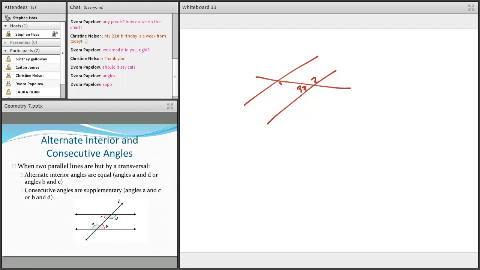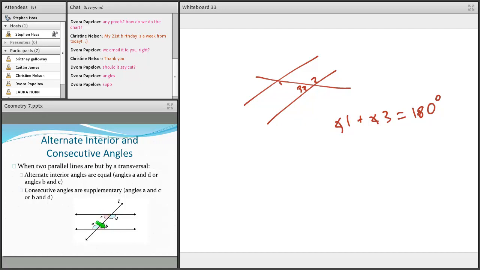And since 1 and 2 are equal, and so are 2 and 3 by the chain rule, we can deduce that 1 and 3 are supplementary. So angle 1 plus angle 3 equals 180 degrees. On the chart over here, on the slide, C and A are supplementary, C and B are equal, A and D are equal, and D and B are supplementary.